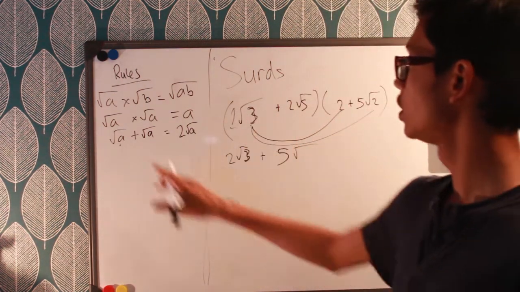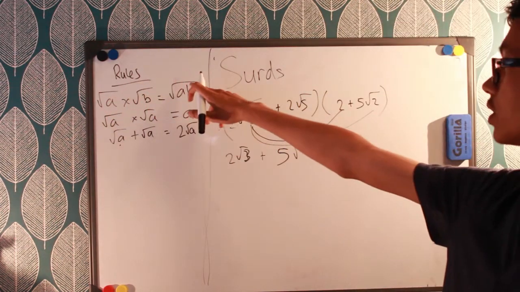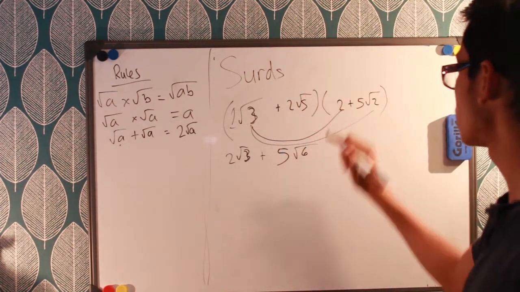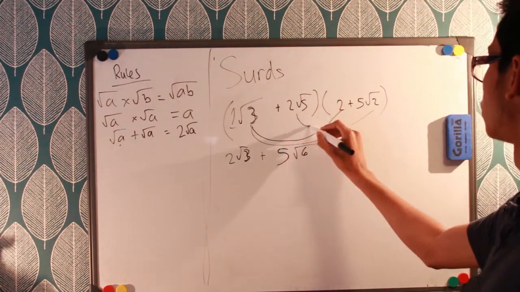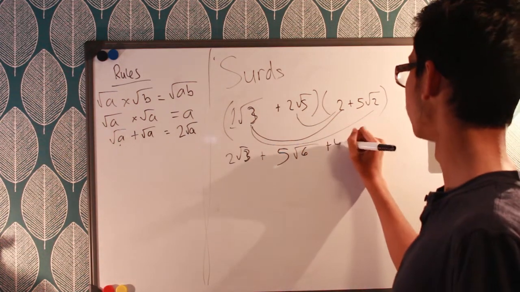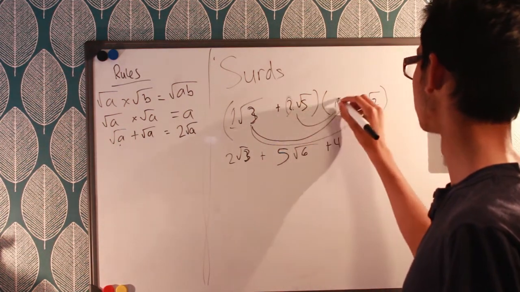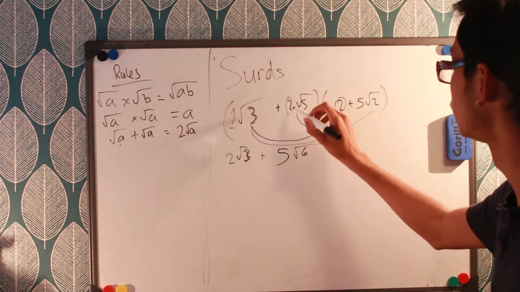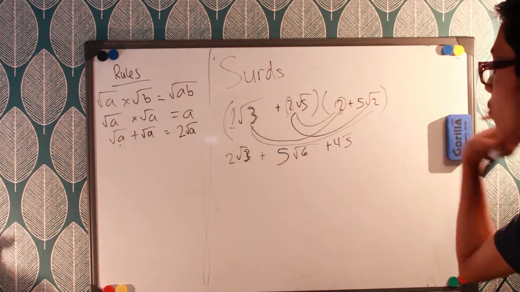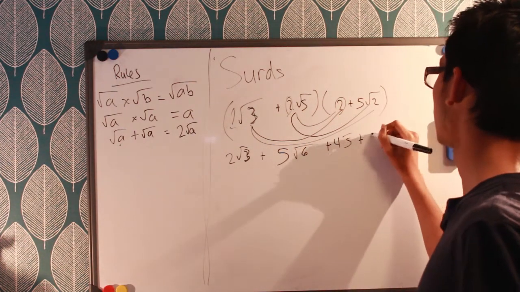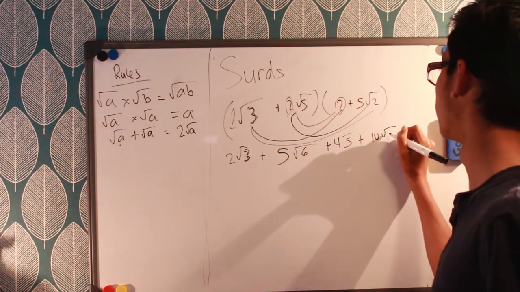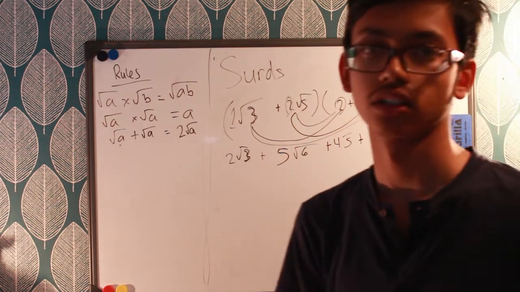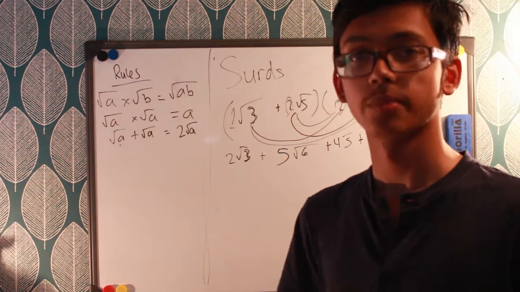Then root 2 times root 3 is the same as saying root a times root b is the same as root a times b. So 3 times 2 is root 6, so that'll be 5 root 6. Then we go to the next one, 2 root 5 times 2, that is 4 root 5, because we do 2 times the 2, because the 2 is not a root, it's a whole number, so that'll be 4 root 5. And then we'll do 2 root 5 times 5 root 2, which is 10 root 10. And that's how you basically do expanding brackets. Pretty simple really. It's like expanding brackets in algebra.